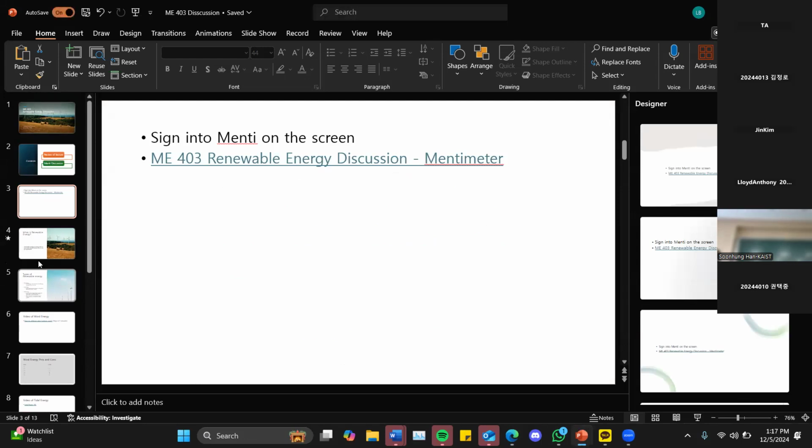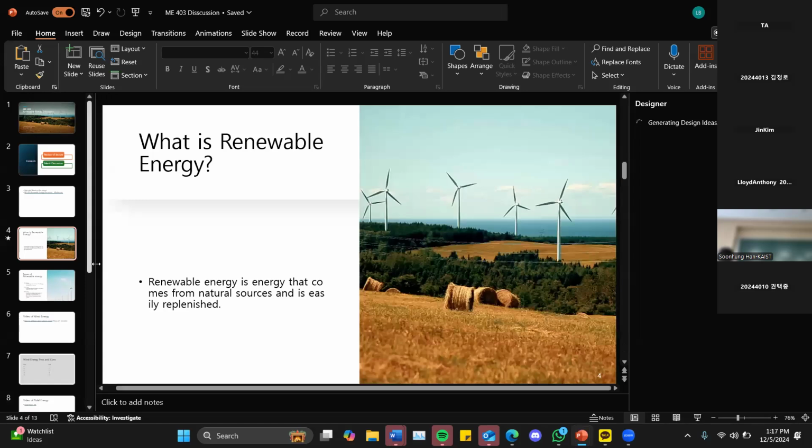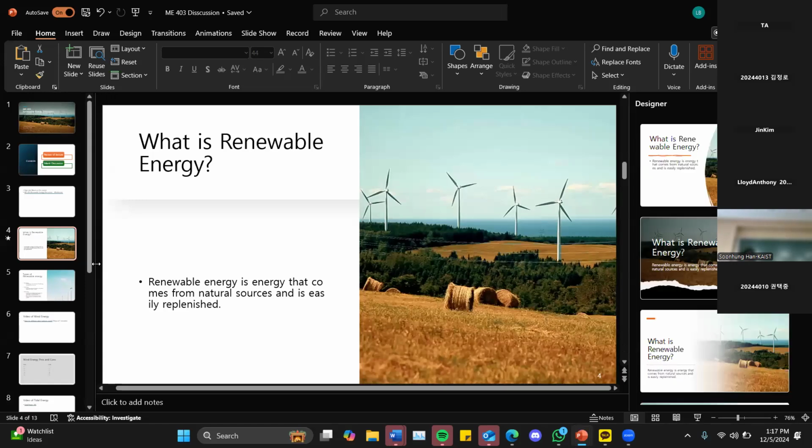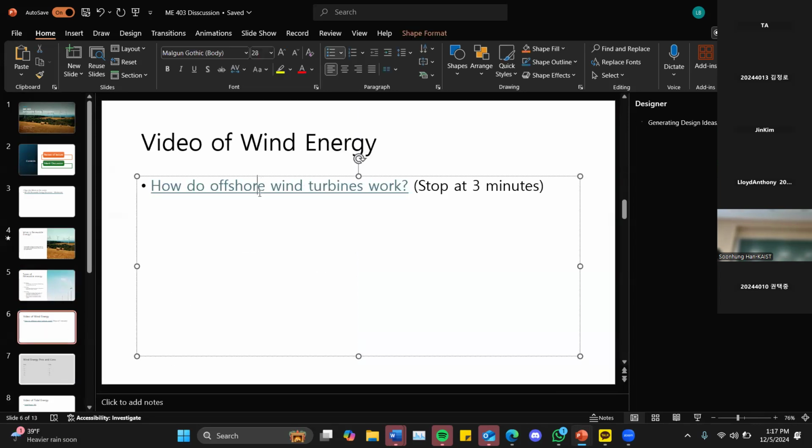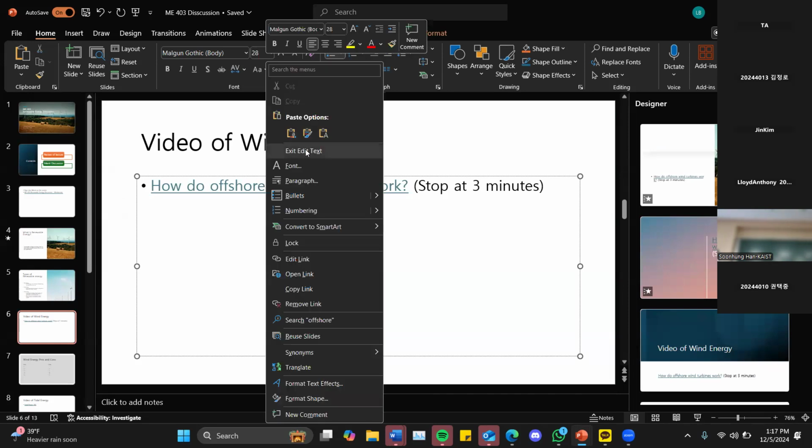Okay. So now that we got that out of the way, the first slide is really easy. What is renewable energy? Renewable energy is just energy that is easily replenishable, right? And created from the environment. Okay. Just skip ahead to the video of wind energy. Offshore wind energy specifically.